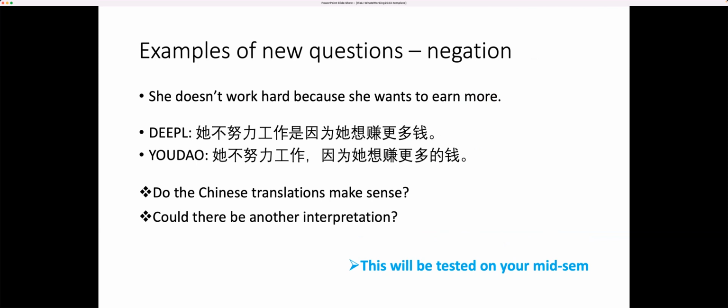She doesn't work hard because she wants to earn more. I think as humans, when we read that sentence with our knowledge of the world, we realize the meaning is different from "because she wants to earn more, she doesn't work hard." The Chinese machine translation analyzes it that way, but in fact, we understand that it means she works hard, not because she wants to earn more, but for some other reason. So again, another example of having to understand the context and the human logic.